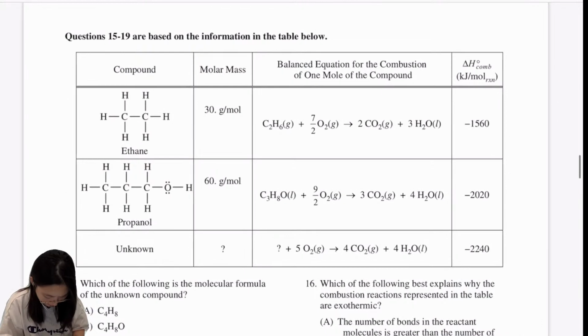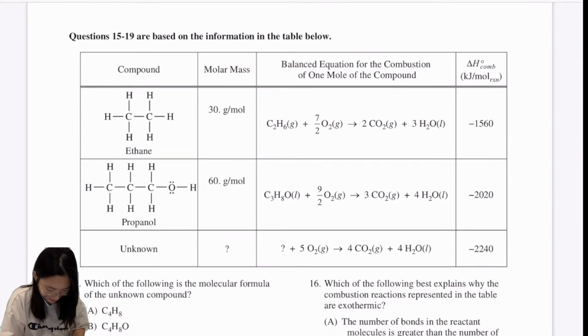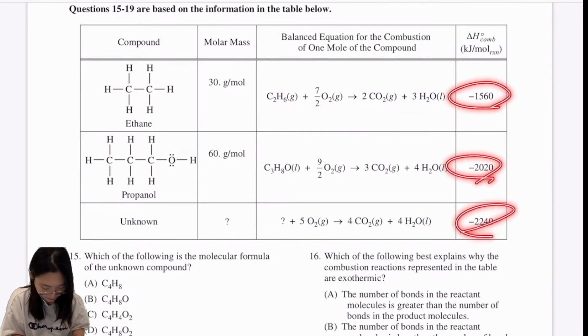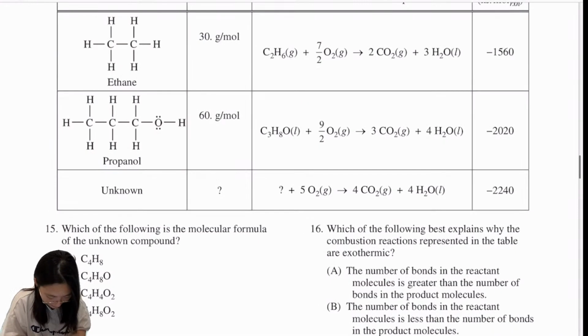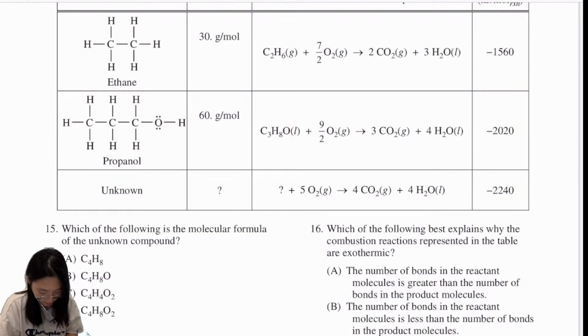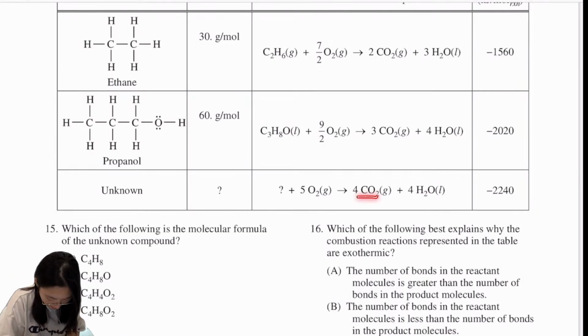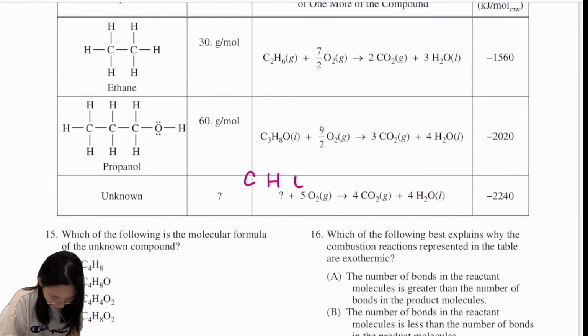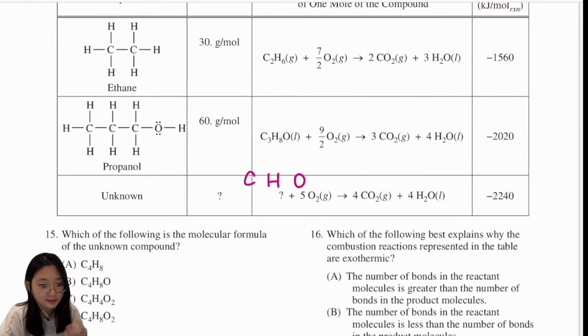And next question. Okay, we have a bunch of compounds to compare. We're given their Lewis dot diagrams, their structures, and their molar masses. And then this is the combustion reaction, with the enthalpy change of combustion for each compound. Question 15, which of the following is the molecular formula of the unknown compound? You're going to determine it based on this combustion reaction. It forms carbon dioxide and water, which means the compound consists of carbon, hydrogen, and oxygen. So this is basically just balancing the equation.